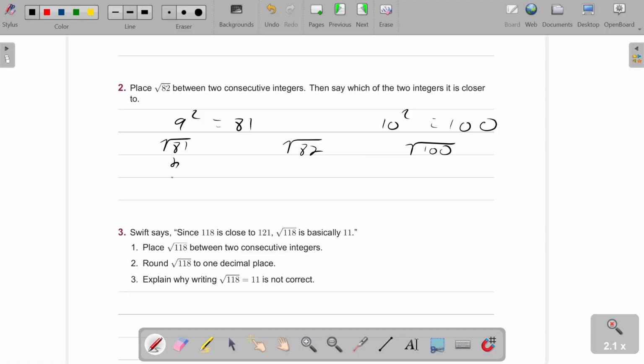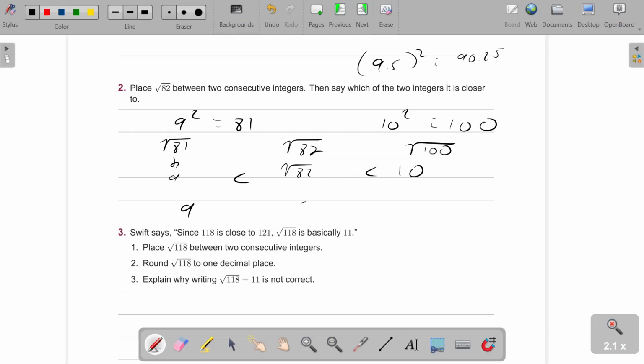We know that this gives us 9, and this is the square root of 82, and this is going to be 10. Okay, so obviously the square root of 82 is going to lie somewhere between 9 and 10, but which is it closer to? So you need to figure out 9.5 squared. 9.5 squared is going to be 90.25, right?